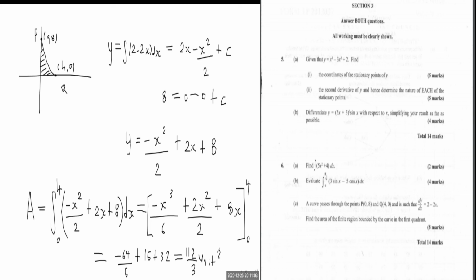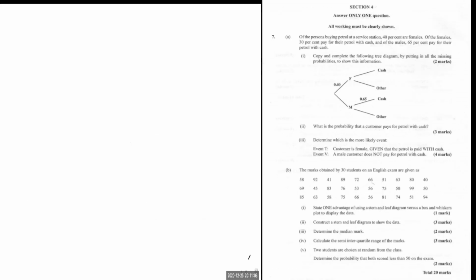Question 7 says, of the persons buying petrol, 40% are females, and of the females, 30% pay for their petrol with cash, and of the males, 65% pay for their petrol with cash. Copy and complete the following tree diagram.